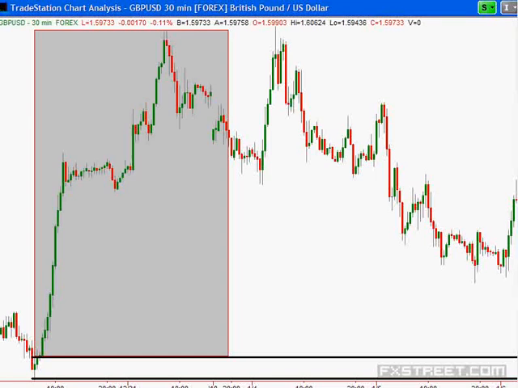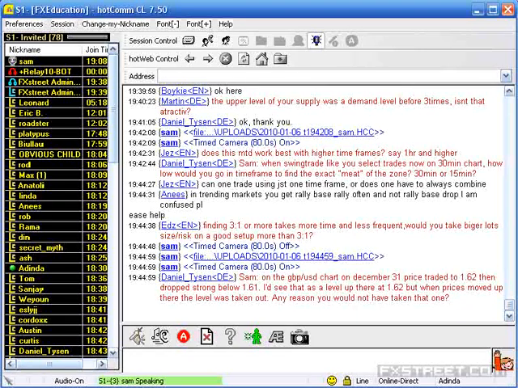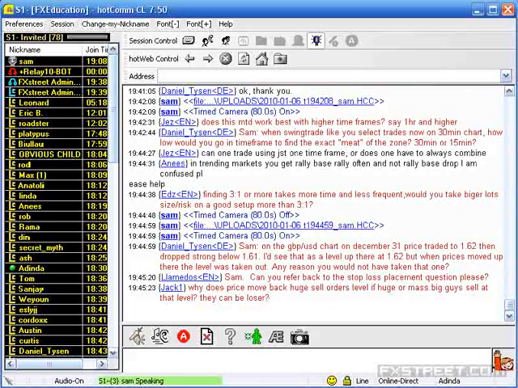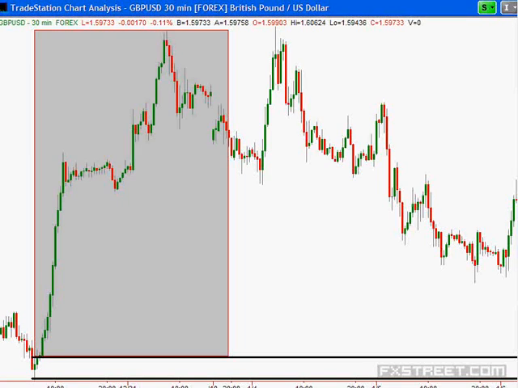So Ed, finding 3 to 1 may take more time and be less frequent. You could go to smaller time frames and you'll find more if that's what you're looking for. Okay. All right. So there's a nice little demand level below, and let me kind of read back here.